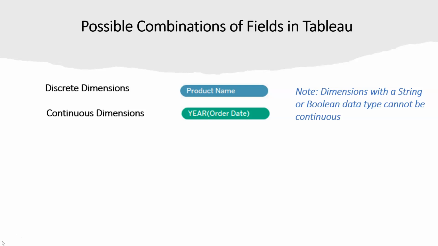And this makes sense because one of the key characteristics of continuous data is the ability to aggregate the data. And there is no way to aggregate characters. For example, if we have a name field, we can't find the sum or the average of the names.